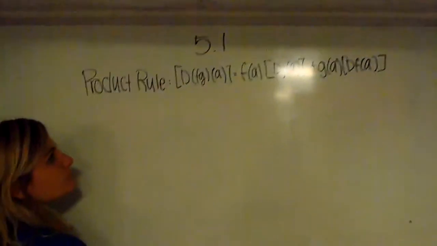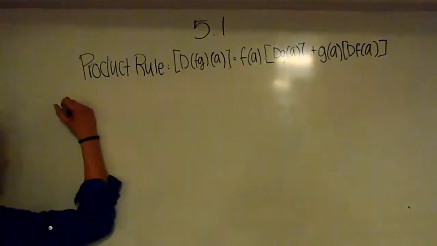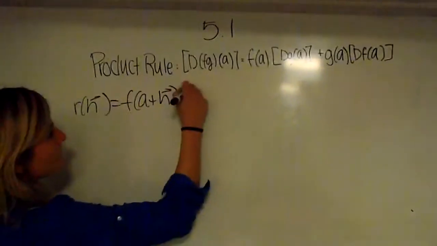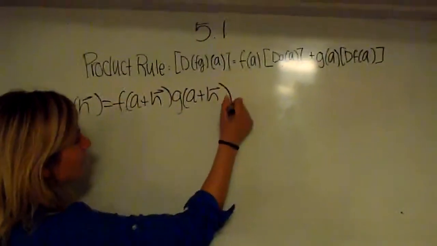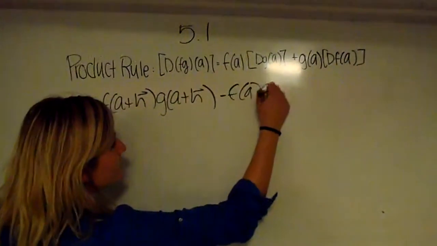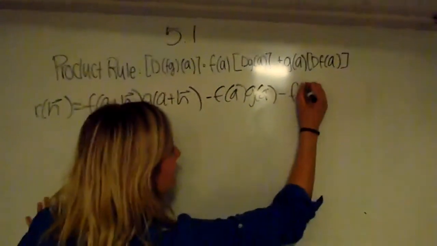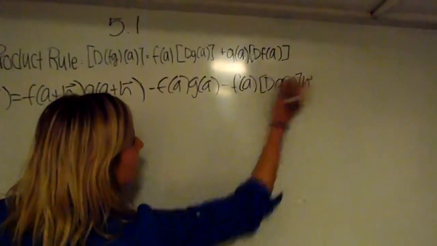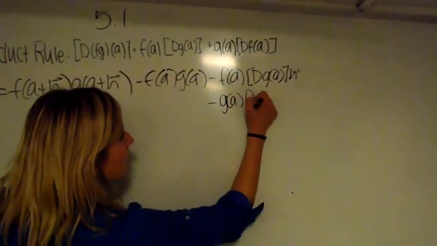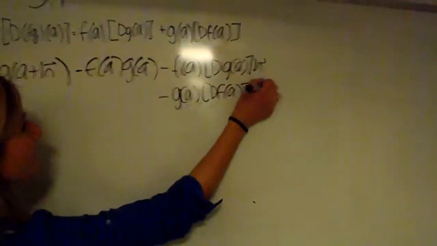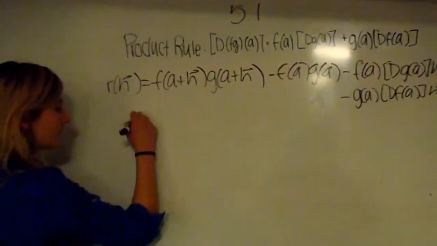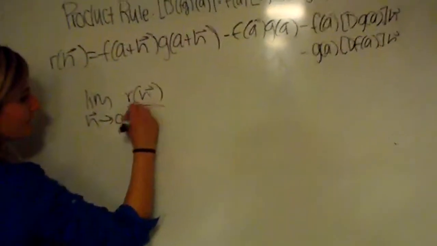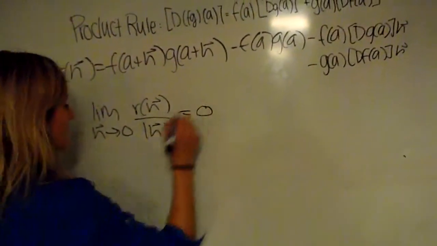Proof 5.1 proves the product rule. So we start by creating a remainder. Minus f of a, g of a, minus f of a, g of a, minus g of a. Okay, and we want our remainder to have the property that when the limit of the vector h goes to 0, the remainder over the magnitude of the vector h equals 0.